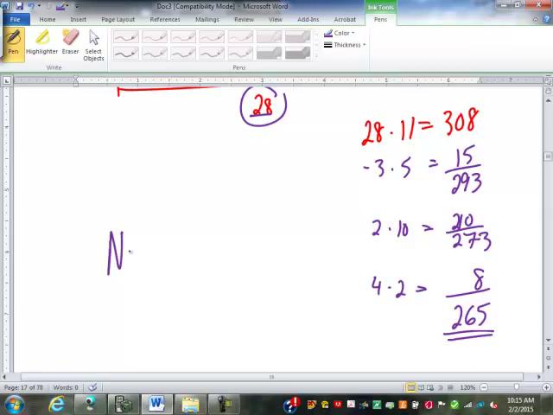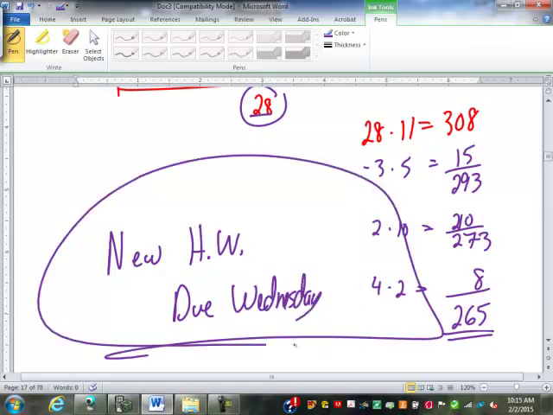So here's a new homework. It is due for Wednesday. Many of you have already started it. New homework due Wednesday. No quiz yet. The quiz won't be assigned until Wednesday. Remember, tomorrow is career day, so you get a late day tomorrow.